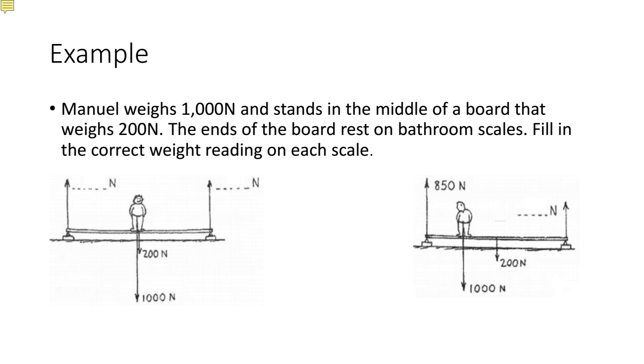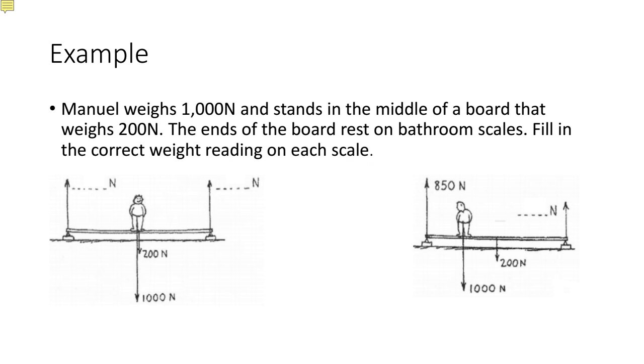In this example, you can see that Manuel here has a weight of 1,000 newtons and is standing in the middle of the board with 200 newtons. So you can see in this problem, we are already now separating the weight of Manuel from the weight of the board. And over here in this example, you can see that they are moving farther apart. It says, the ends of the board rest on bathroom scales. Fill in the correct weight reading on each scale.